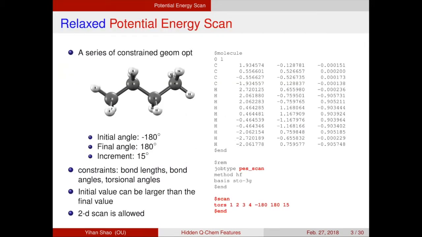This feature has been implemented for a number of years, and it's included in the Q-Chem manual. If we want to run this calculation, the only thing we have to do is to change the job type to PES scan. And then what we need to add here is a scan input section. Suppose we have a molecule, butane here, and there are four carbons, 1, 2, 3, 4.